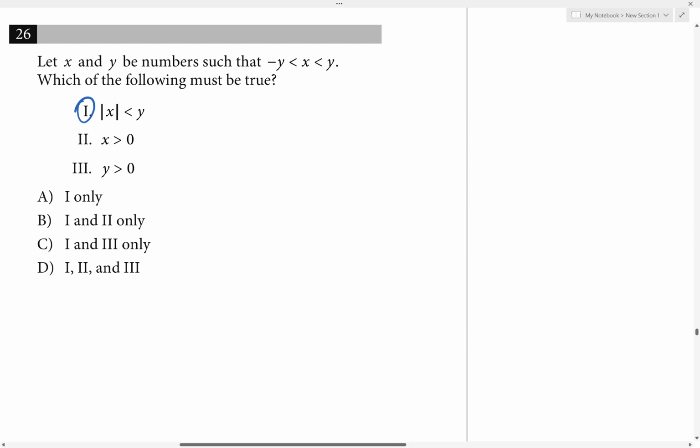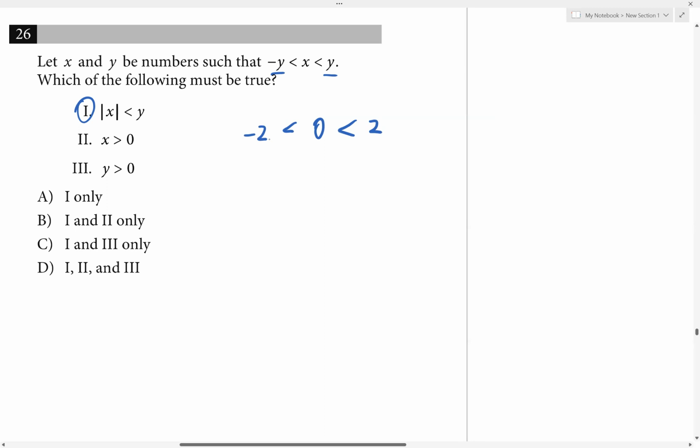So negative y has to be less than x, and x is less than y. But what we could have is x could be 0. They didn't say x cannot be 0. So if x is 0, then y and negative y on the left have to be opposites. Let's just say y is 2, and then negative y would be negative 2. That could work.